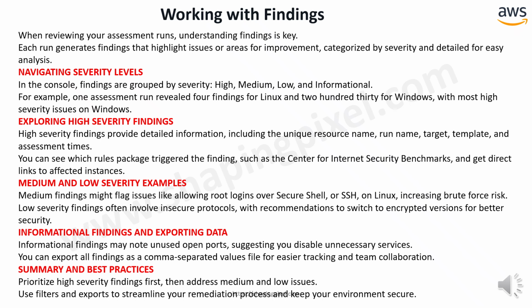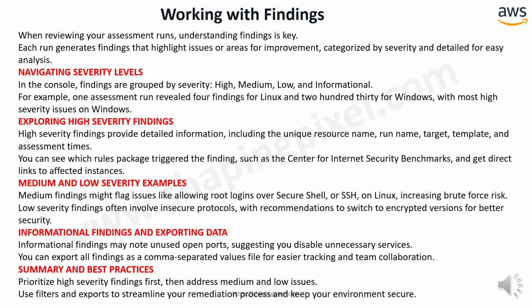Navigating severity levels. In the console, findings are grouped by severity: high, medium, low, and informational. For example, one assessment run revealed 4 findings for Linux and 230 for Windows, with most high-severity issues on Windows. Exploring high-severity findings.